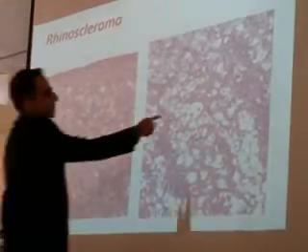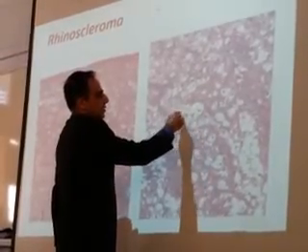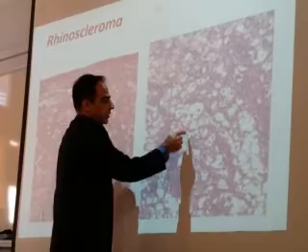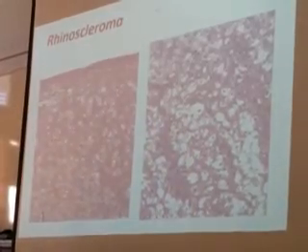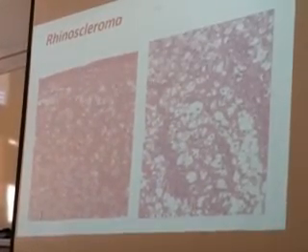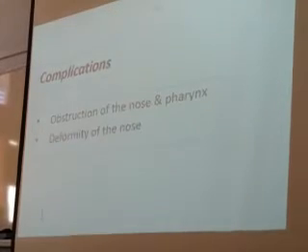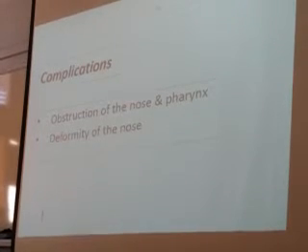These are mucolytic cells, modified macrophages, histiocytes having empty looking cytoplasm. This is rhinoscleroma. Complications: obstruction of the nose. It can obstruct the pharynx or it can deform the nose.